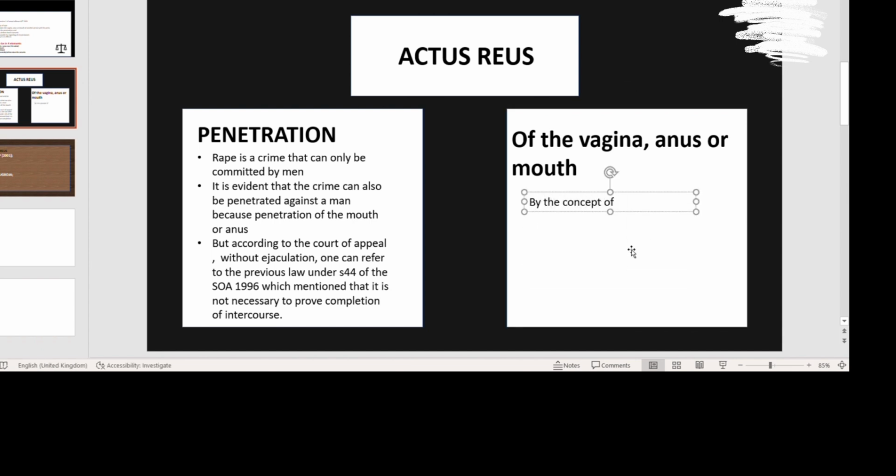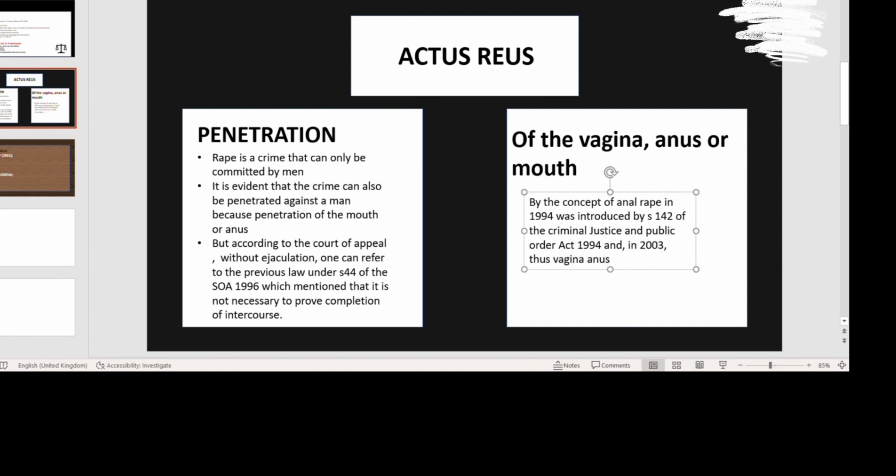Now let's look at the concept of vagina, anus and mouth. Anal rape was introduced in 1994 by Section 142 of the Criminal Justice and Public Order Act. And in 2003, when it was amended, we took the previous law forward. We didn't change the law.